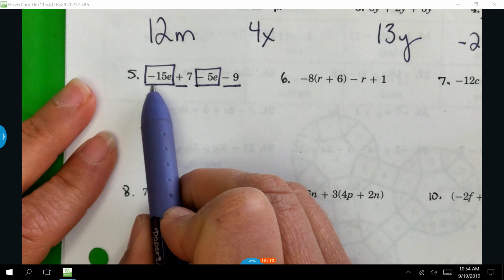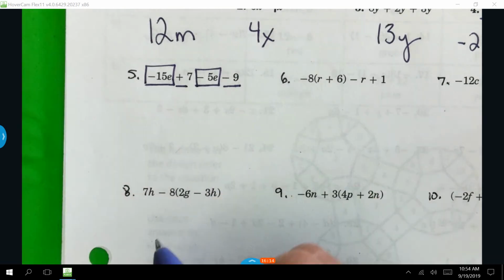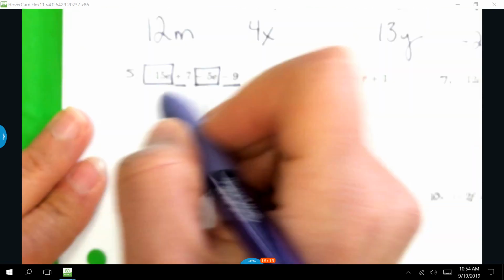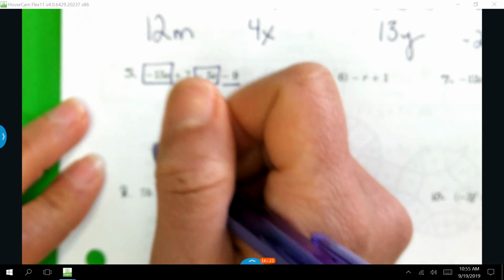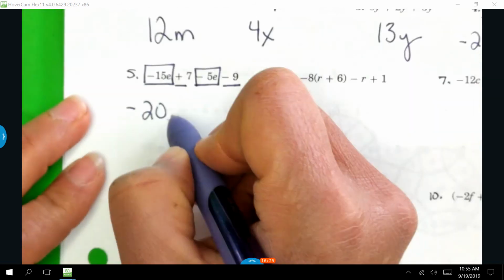All right, so we have a negative 15 minus 5. This way you have your calculator, just in case. I don't think you do, but what is negative 15 minus 5? Maybe you do need them. Negative 20. Maybe you do need that calculator.